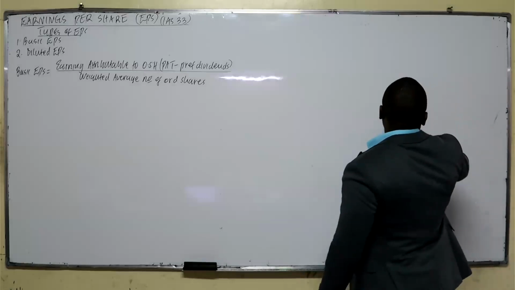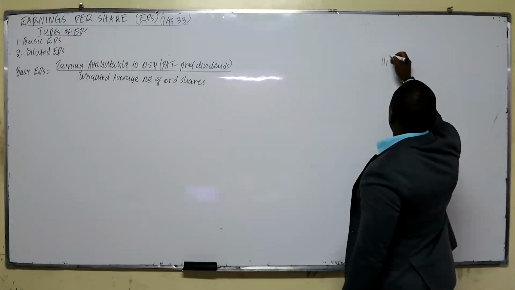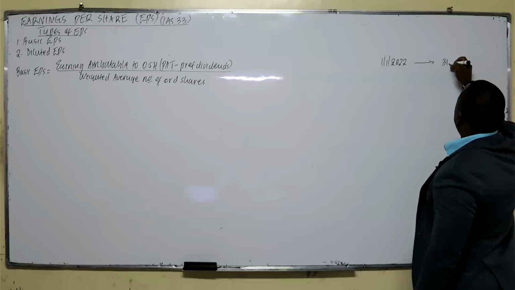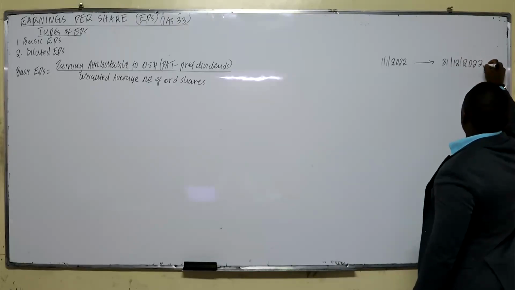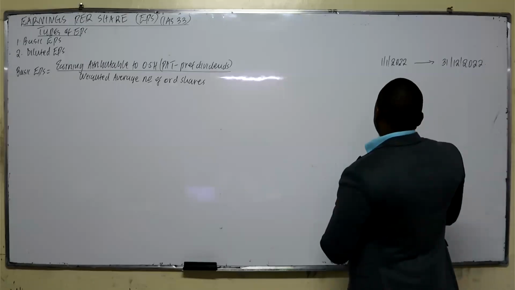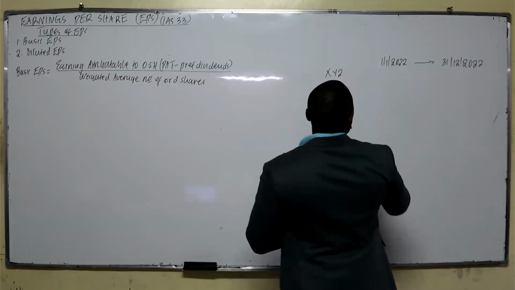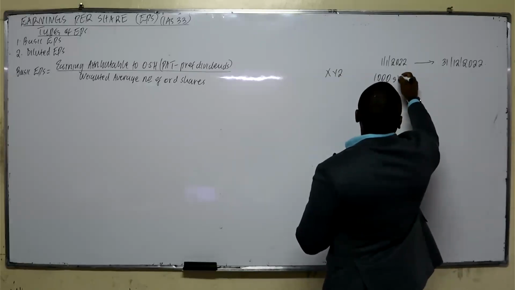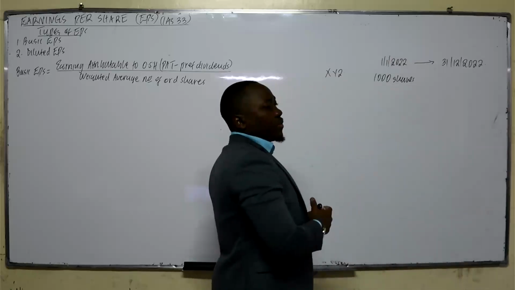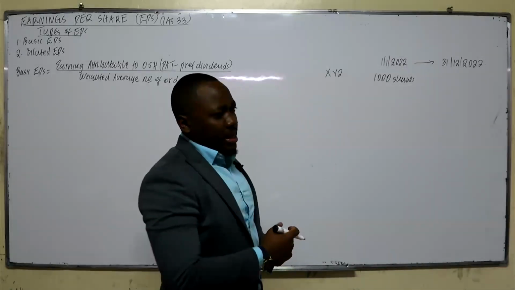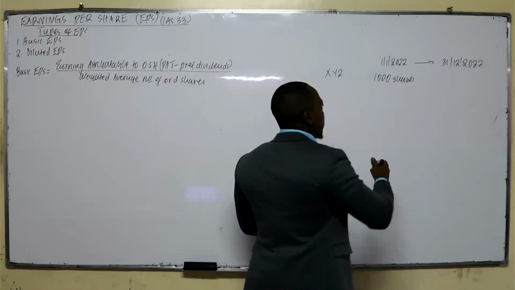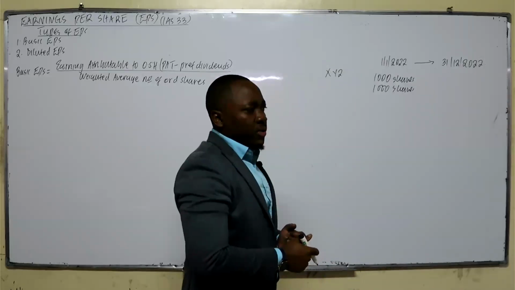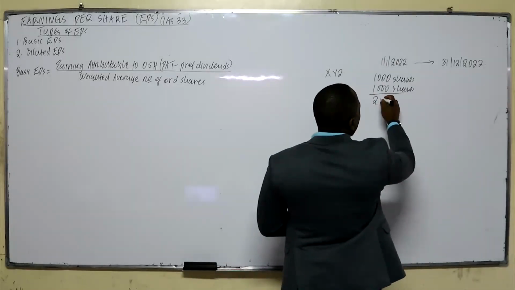Now, weighting of the shares. Assume that we have a financial year that starts on 1st of January. Let's work with 2022. That means this financial year will end on 31st of December 2022. Assume an investor had invested in XYZ Limited, and as at 1st of January 2022, he had 1,000 shares. That's at the beginning of the financial year. Then on 1st of July, 6 months to the end of the year, he acquired an additional 1,000 shares. So at the end of the financial year, this investor will have a total of 2,000 shares.